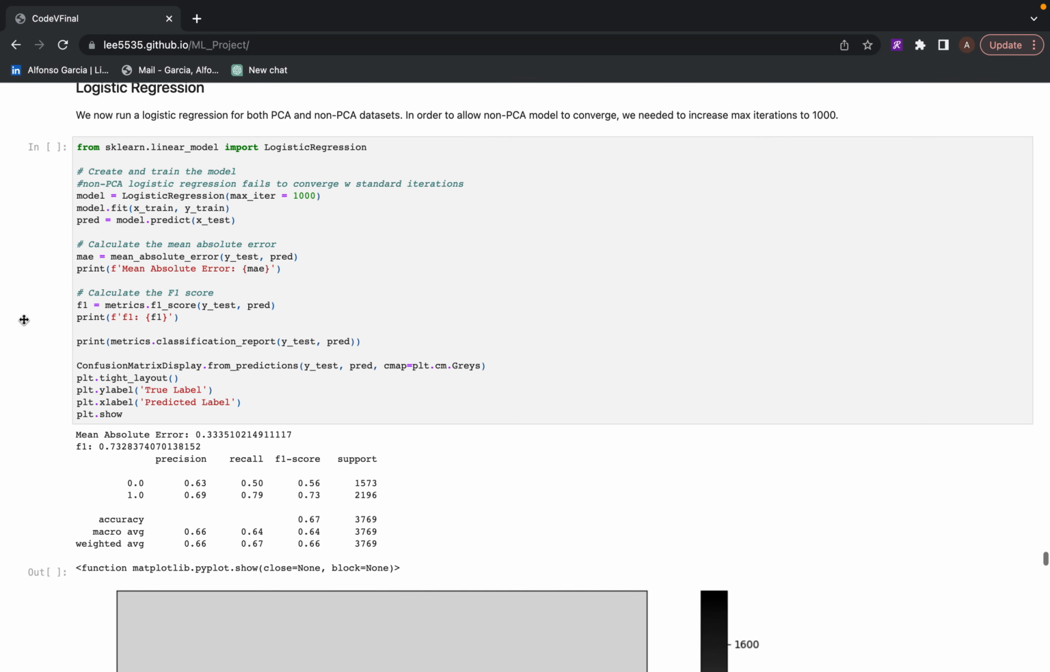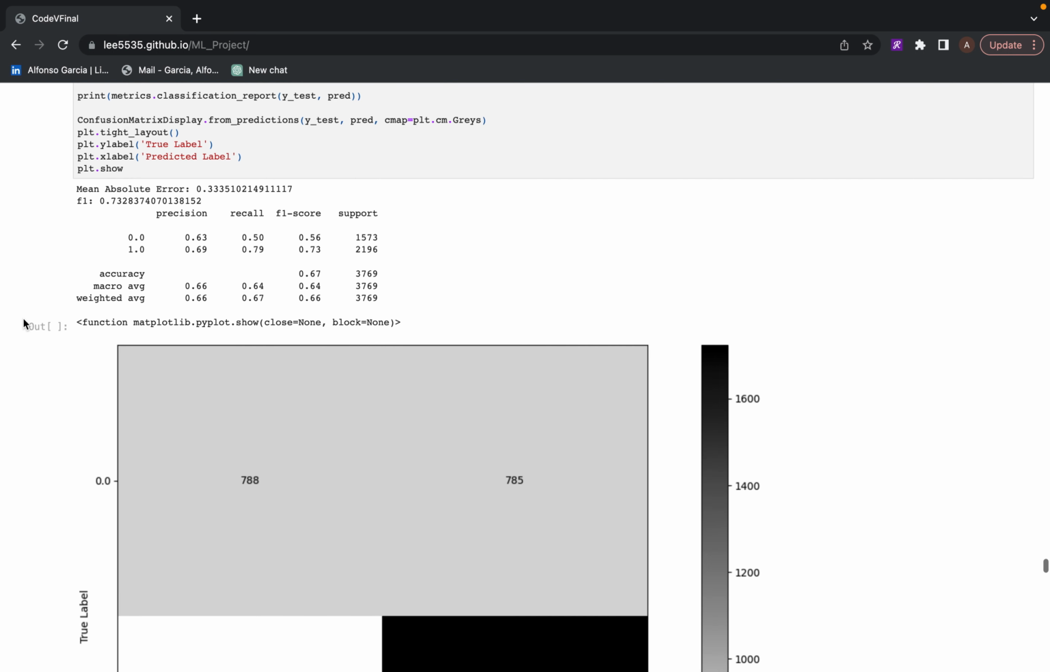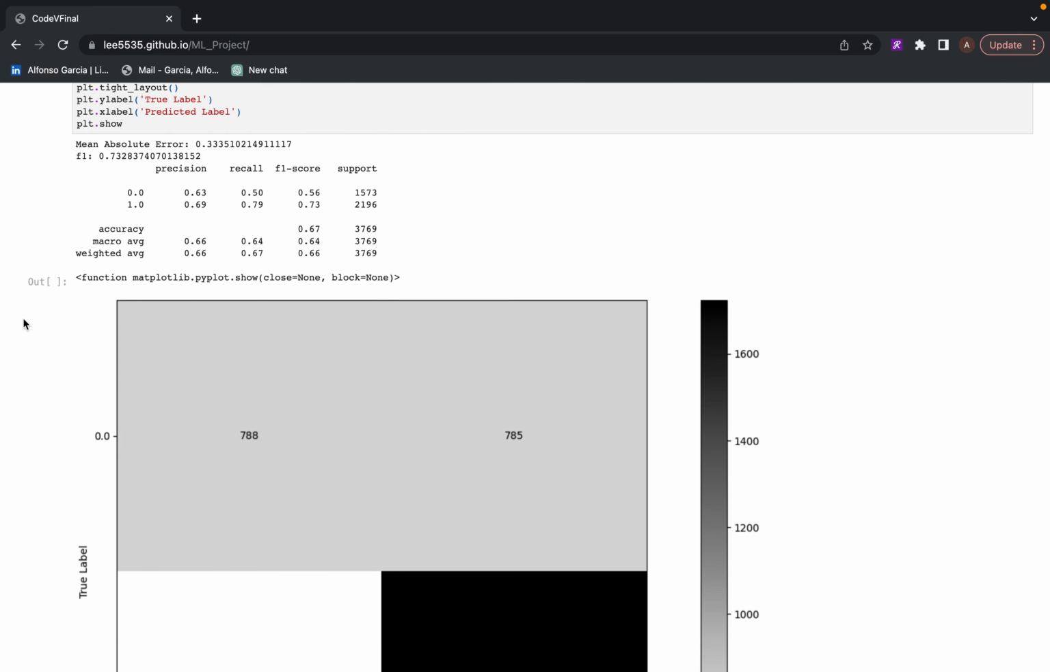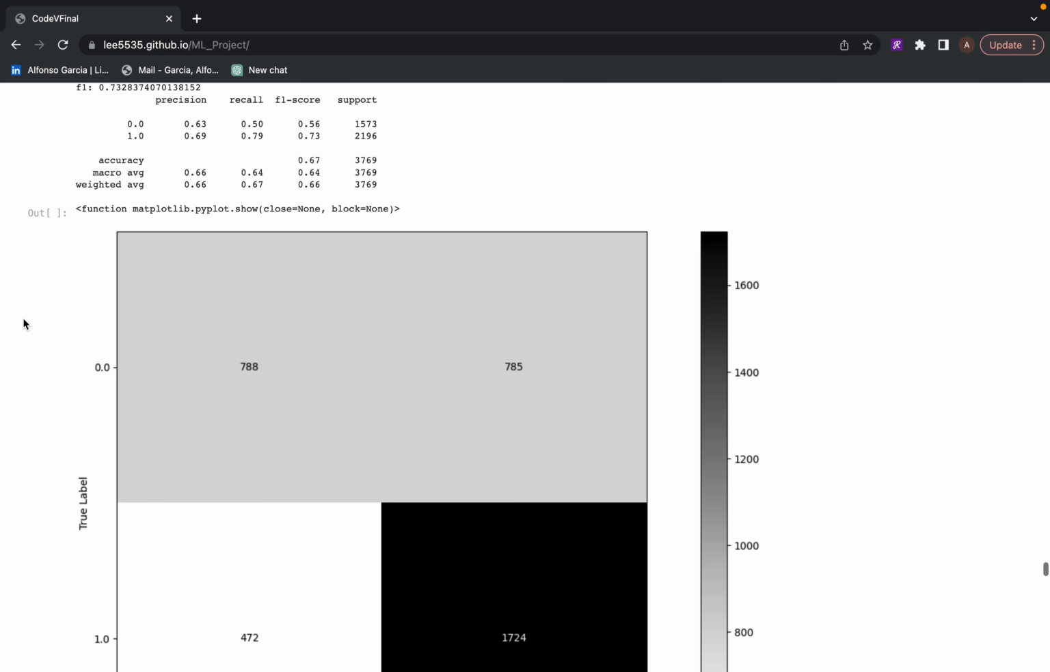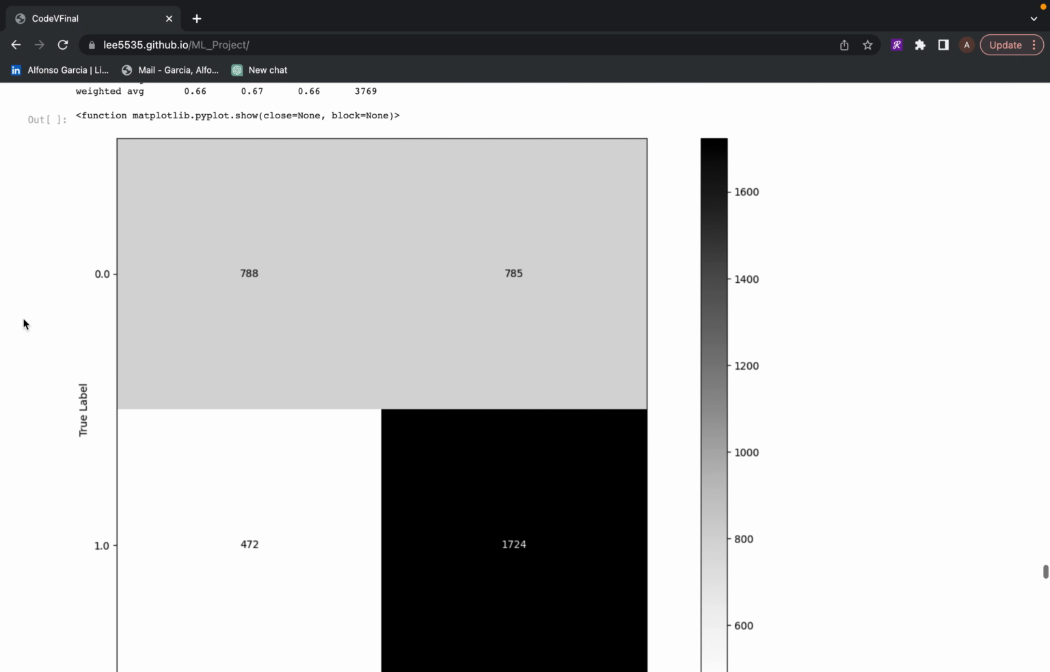Finally, we run a logistic regression on both PCA and non-PCA datasets. It's interesting to note that for the non-PCA model to achieve convergence, we had to increase the number of model iterations. Again, we look at performance metrics and see that they're largely aligned with the first two runs of the model, with the F1 score being 0.73 and accuracy being 0.67 for the non-PCA run.